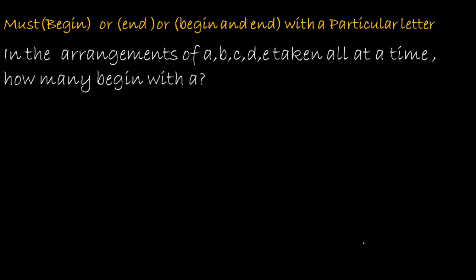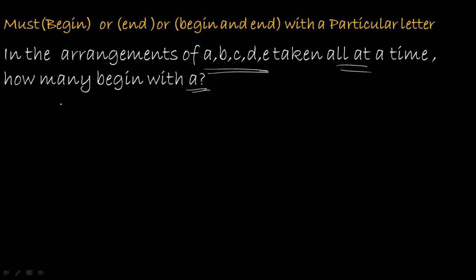Next, the last thing we have to discuss is arrangements where the word must begin or end, or begin and end, with a particular letter. How can we calculate the number of permutations or arrangements? That is what we are going to discuss now. As a simple example, first I am going to take the arrangements of A, B, C, D, E taken all at a time. How many of them begin with A?